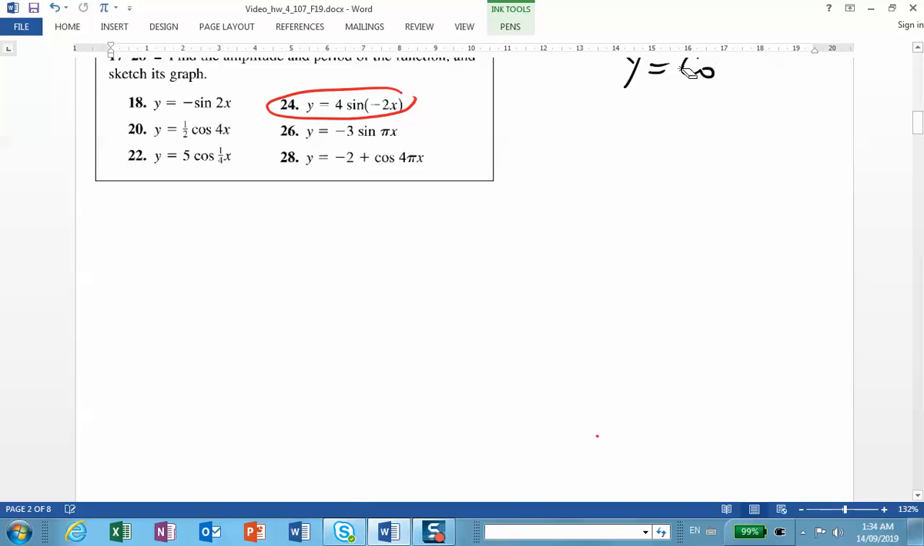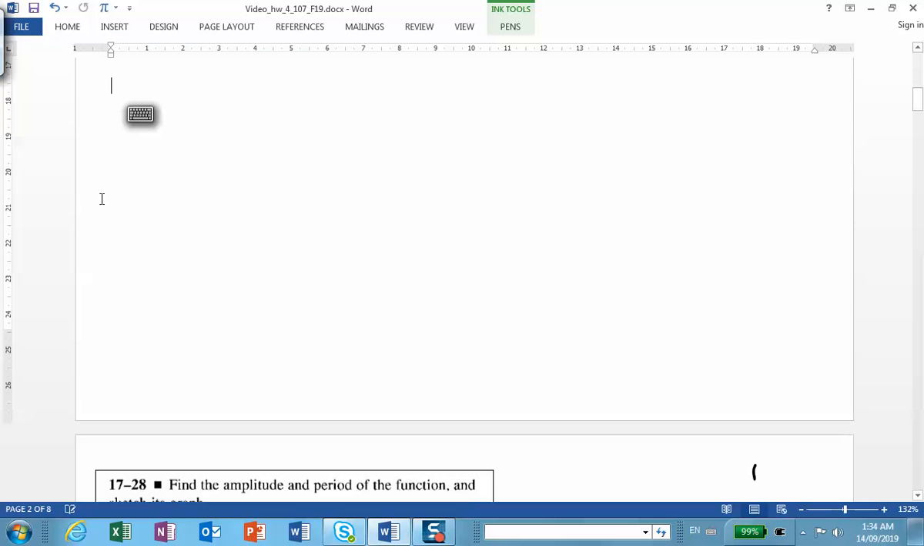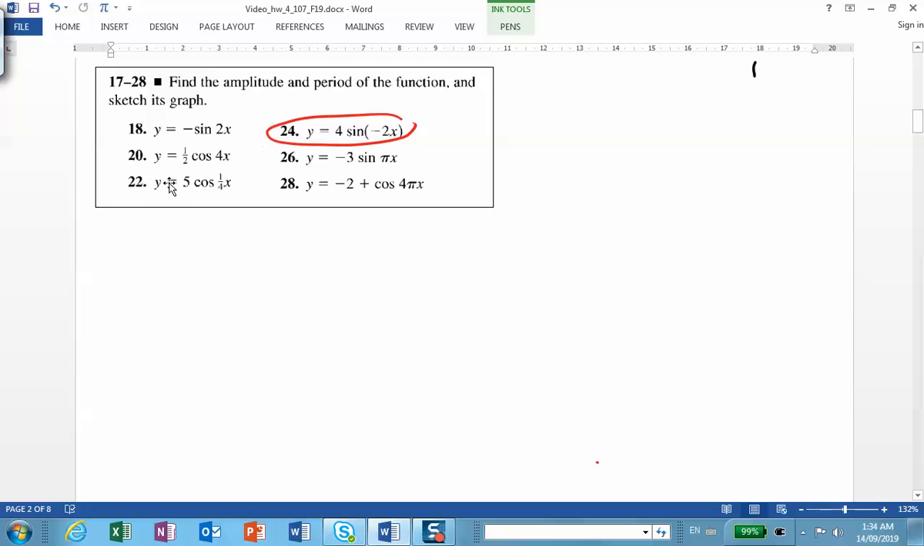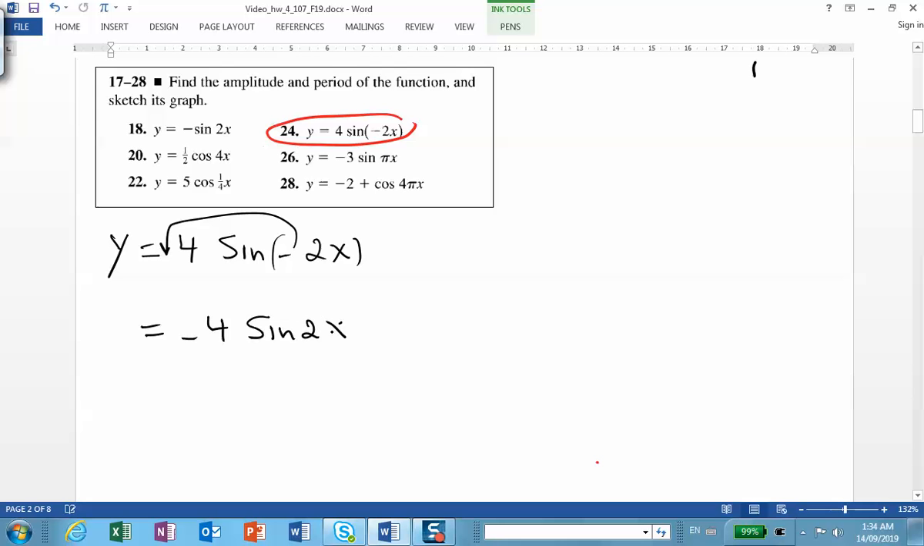All right. Now, first of all, notice that we have y equal to 4 sine of minus 2x. Okay? One way to do this is to realize that sine is an odd function. We can put this minus in the front. So this is equal to minus 4 sine of 2x. Okay? That's the first step.